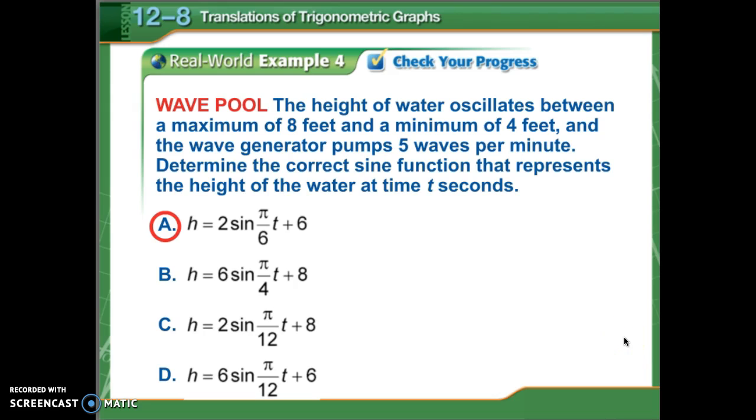And that brings us to the end of Unit 4, Lesson 8 on translations of trigonometric graphs.